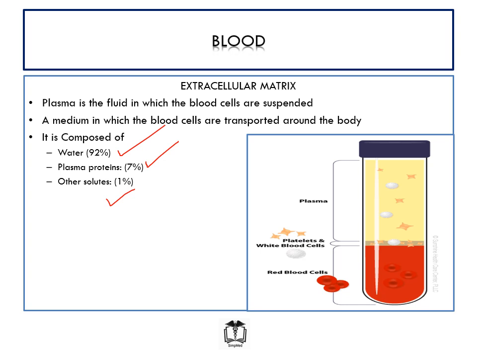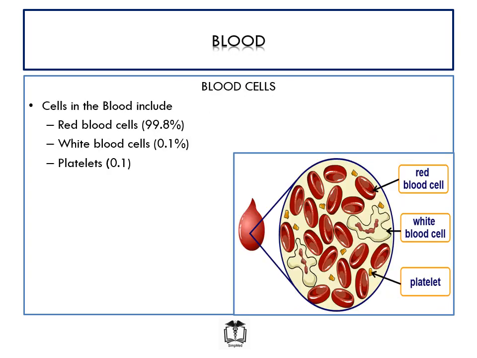This is a picture of how we divide them. You can see plasma being present in large quantities in terms of proportion of the entire blood. Then focusing on the cells, each of the cells also makes up different proportions of the entire blood. Red blood cells take about 99.8% of the cells, white blood cells about 0.1%, and platelets about 0.1%.